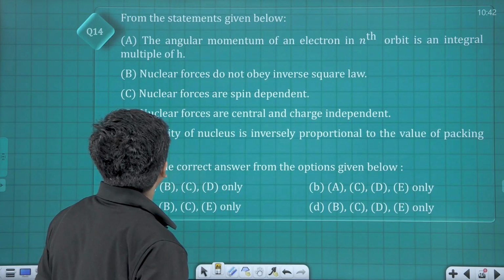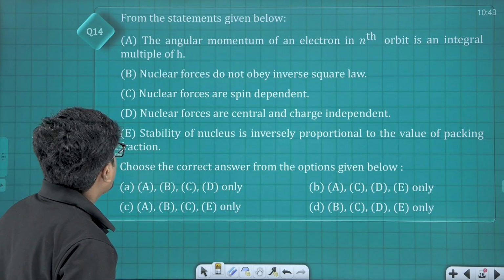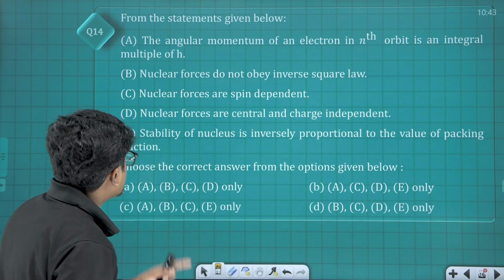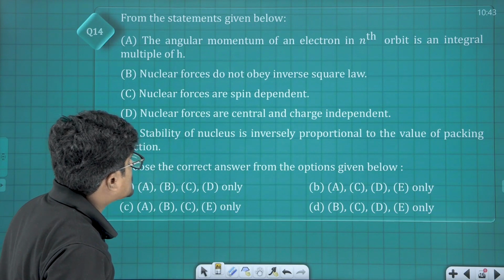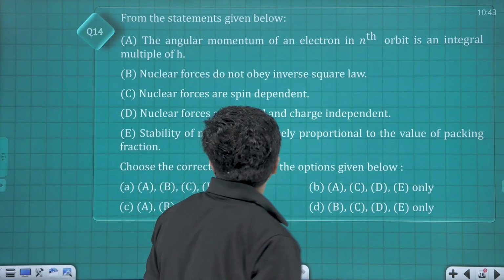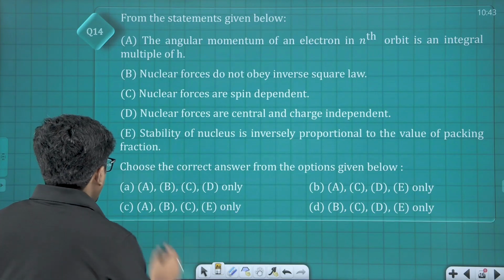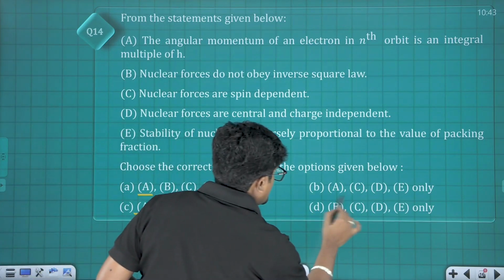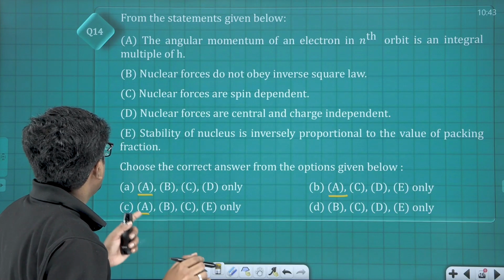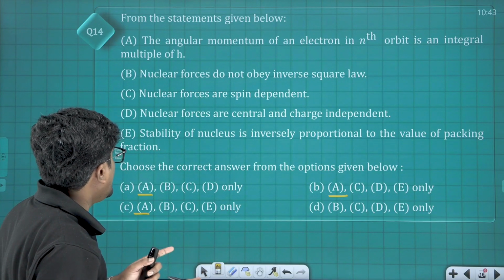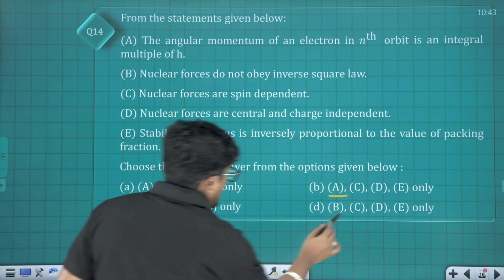Alright, here comes the next. The question says, from the statements given below, we need to check the correctness. The options are: angular momentum of an electron in the nth orbit is an integral multiple of h. It's correct. Statement A is correct. Statement A is there in the 3 options. Now, nuclear force does not obey inverse square law. That's also a correct statement. We have got B here, B here, and B here.